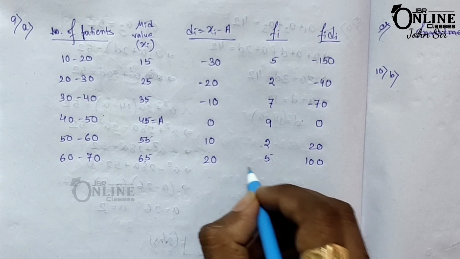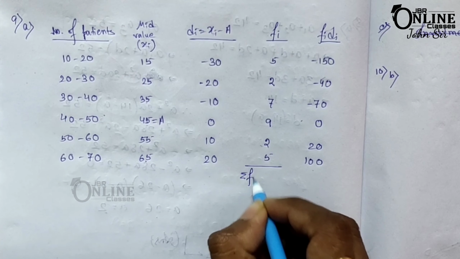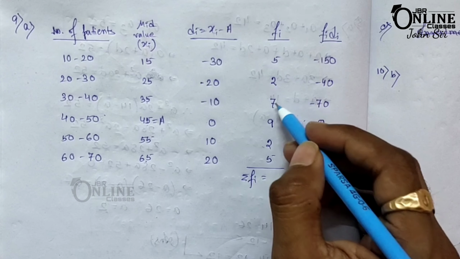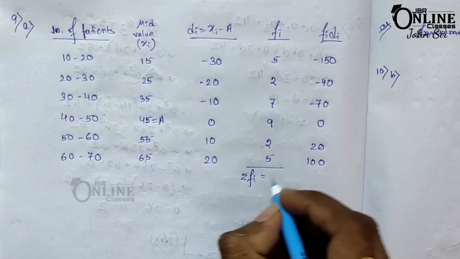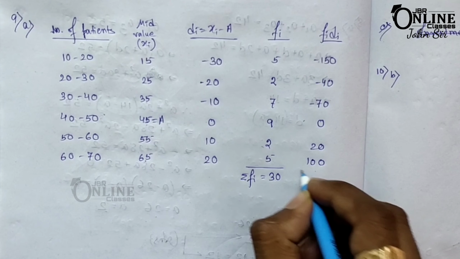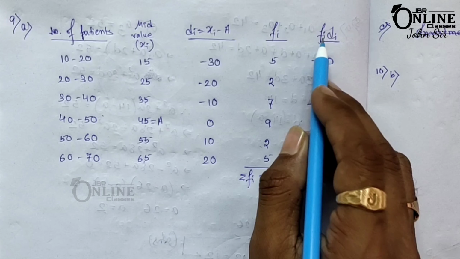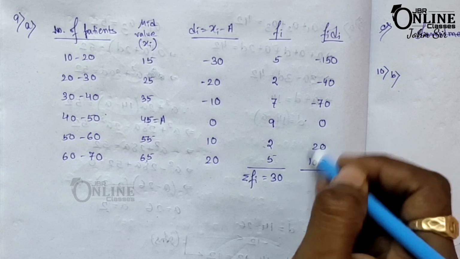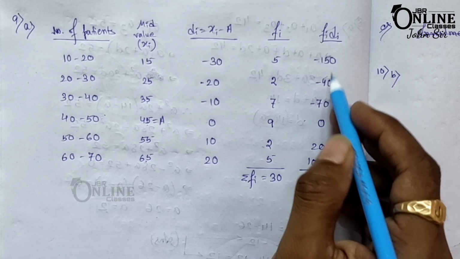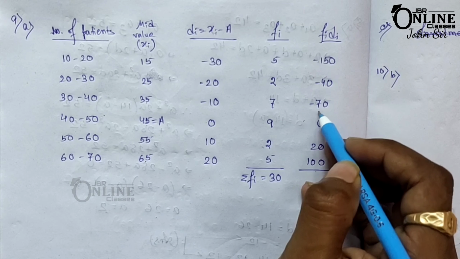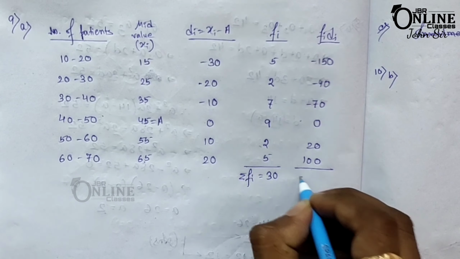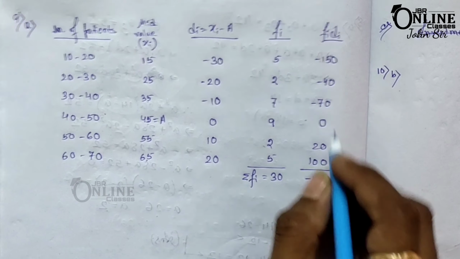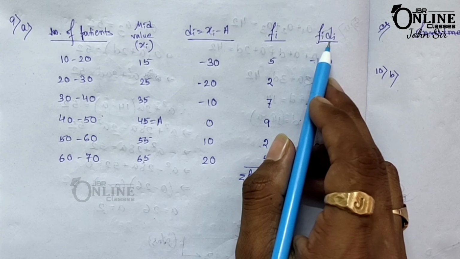So first you have to find summation fi, that means 5 plus 2 plus 7 plus 9 plus 2 plus 5, and that becomes 30. Then you have to find summation fi di. First 100 plus 20 is 120, and then you have to subtract from that 150, 40 and 70. So finally we will get minus 140 as summation fi di.